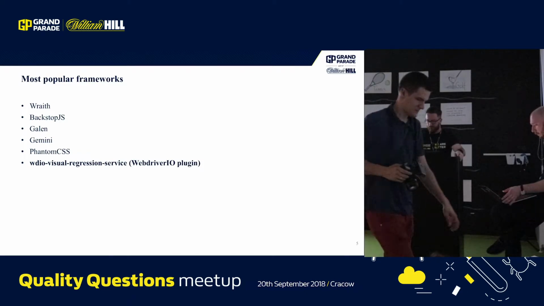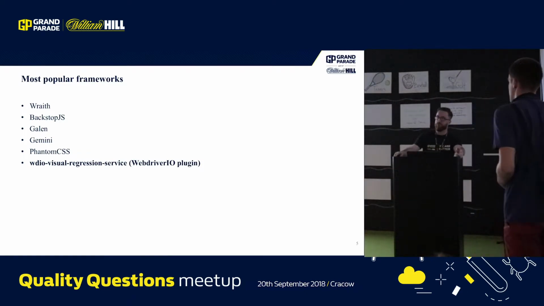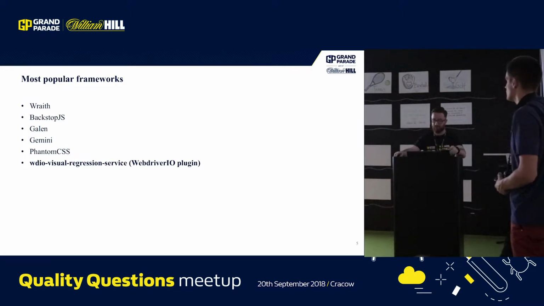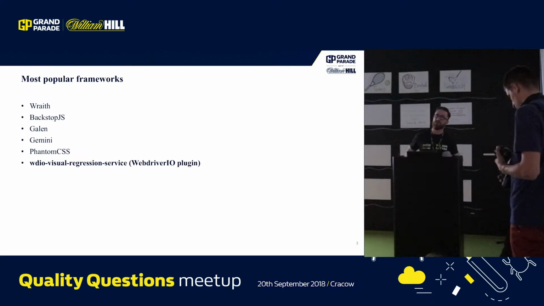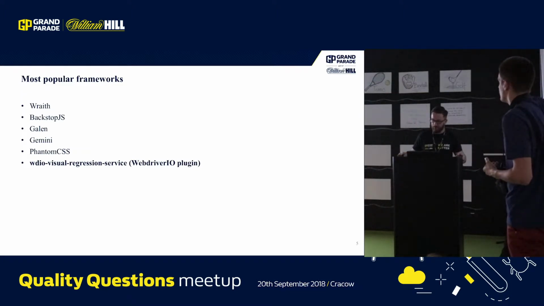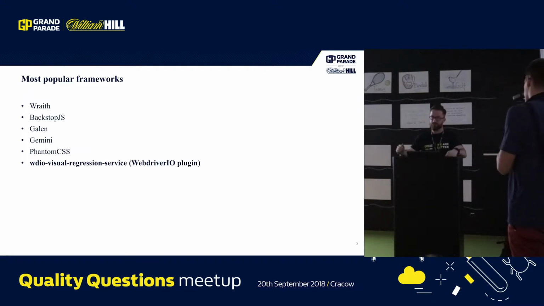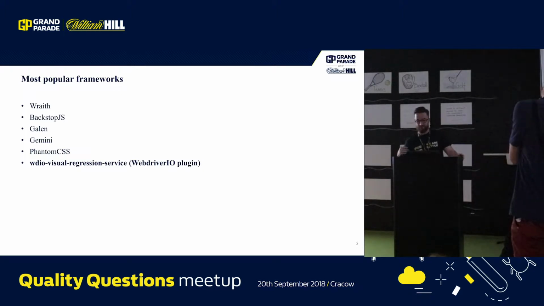Here is the list of the most popular frameworks available for visual regression testing. There are Wraith, Ref, BackstopJS, Galen, Gemini, PhantomCSS, and there is also the WDIO Visual Regression Service. It's the WebdriverIO plugin. Of course, there are web services providing the same functionality, like Screener.io or Percy.io. The last one is bolded because this is the framework we will use in our presentation.